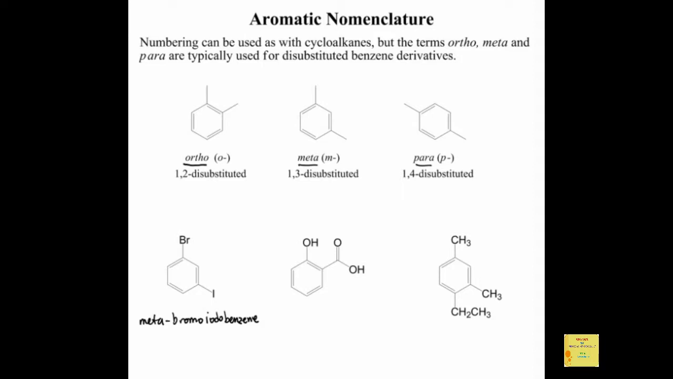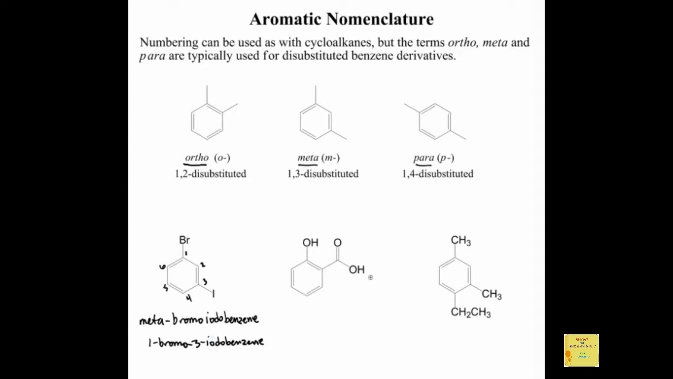If you want to number it and do it that way, now you have to be concerned with who gets carbon 1 and so on. And for this, we're going to do it just like we did for cycloalkanes. We're going to pick the substituent that comes first alphabetically, and we'll give that carbon 1. So the bromo comes first, so it would be carbon 1, and then we number to give the iodine also the lowest number. So we would call this 1-bromo-3-iodobenzene. It's a lot more complicated than just calling it meta.